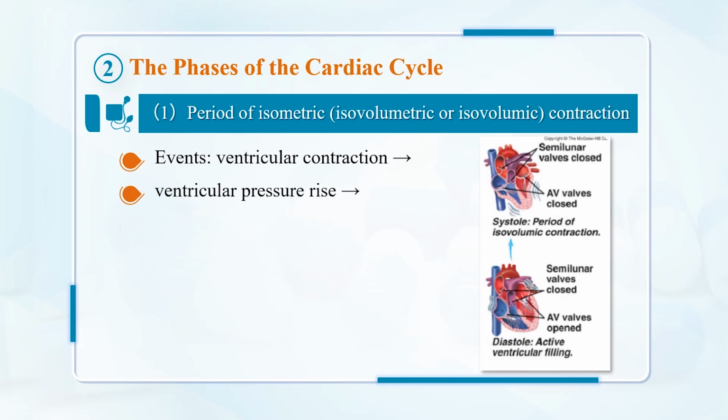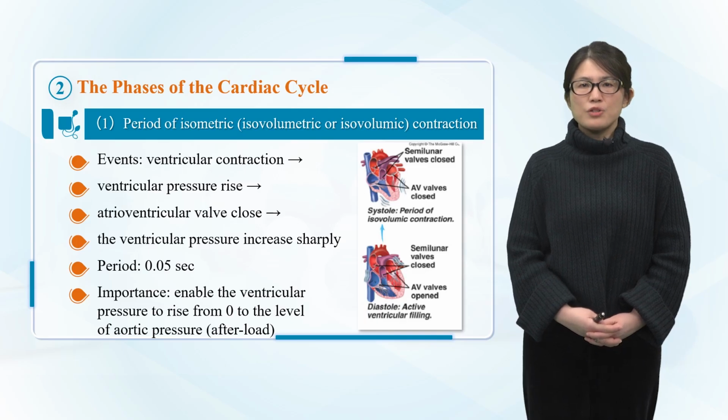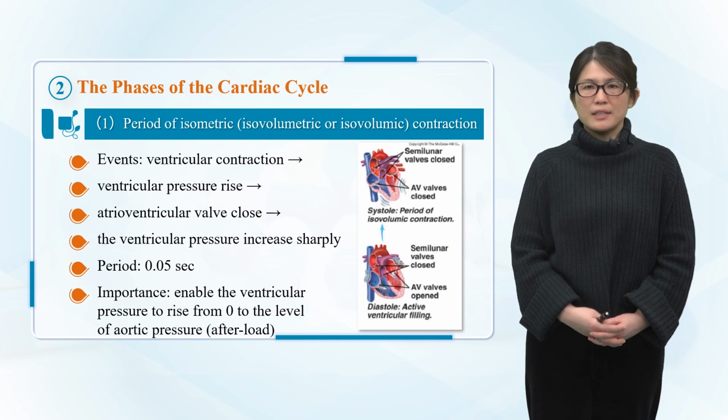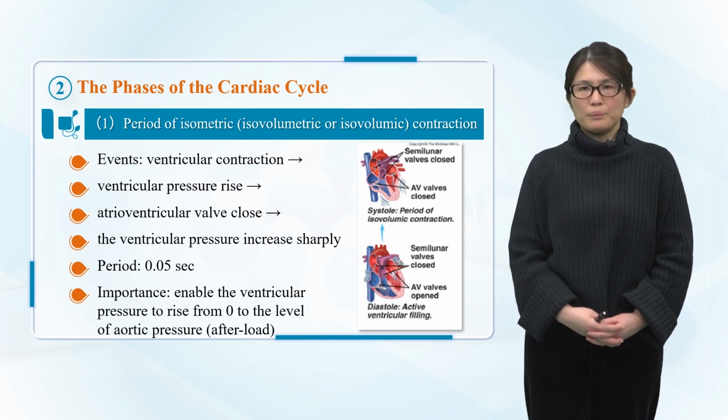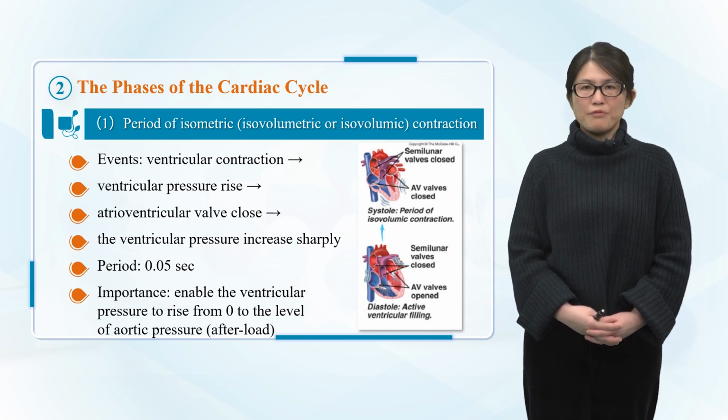Ejection period. The semilunar valve opens when the ventricular contraction increases the internal pressure to exceed the aortic pressure. This marks the end of the isovolumic systole and enters the ejection period, which can be divided into two phases according to the speed of the ejection.